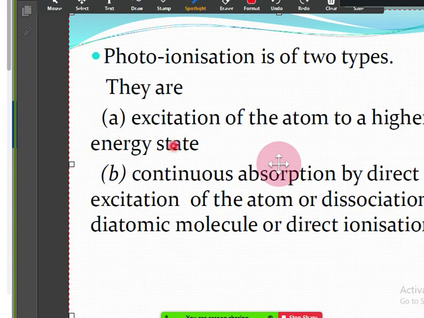These two are some additional points. One is excitation of an atom to a higher energy state. Whenever you give radiation to an atom, the atom will absorb radiation and the electrons will jump from a lower energy orbit to a higher energy orbit, and from there it may come out. That is one type of photoionization. The second one is the matter will continuously absorb the radiation and it may get dissociated. That is why it is called direct ionization, or dissociation of diatomic molecules. So that is the second way.